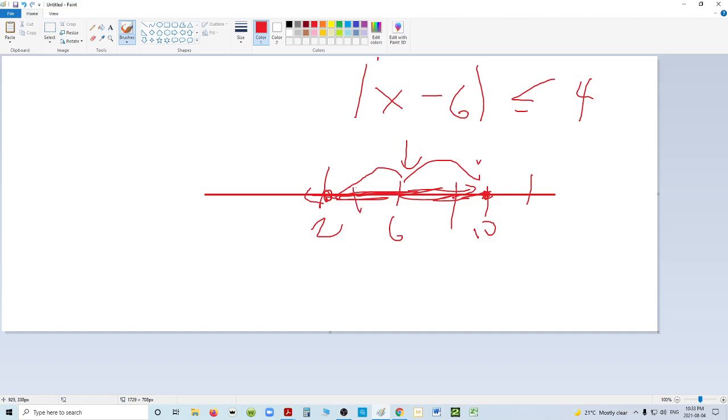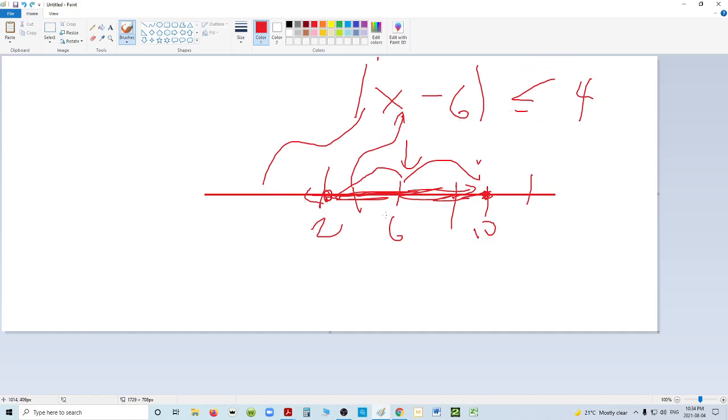Let's just jump to 3. 3 minus 6, that's minus 3, absolute value is 3. Is 3 smaller or equal to 4? Yep. 2, 2 minus 6, minus 4, absolute value of minus 4 is 4. Is 4 smaller or equal to 4? Yes. And then when we get to 1, 1 minus 6 is minus 5. Absolute value of minus 5 is plus 5. That is not smaller than or equal to 4.